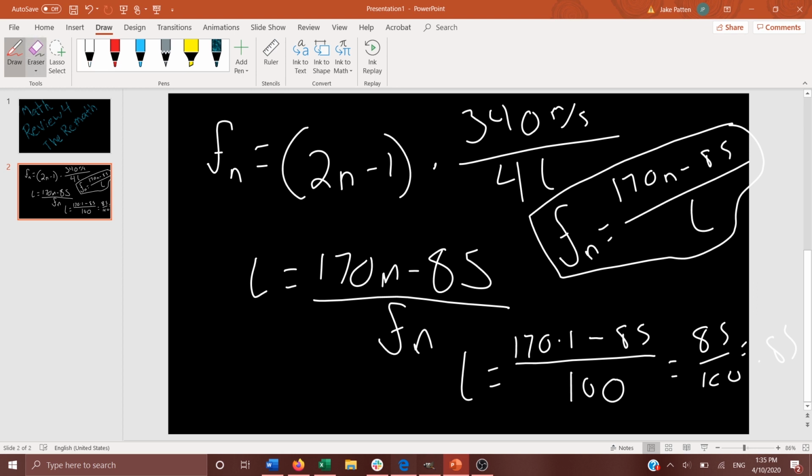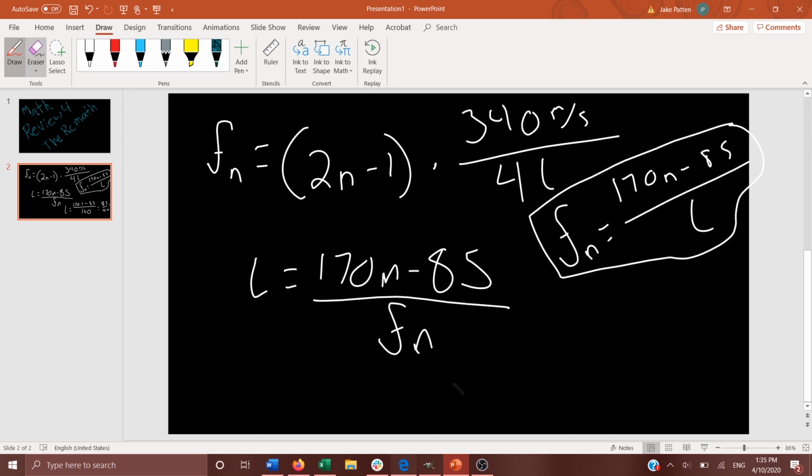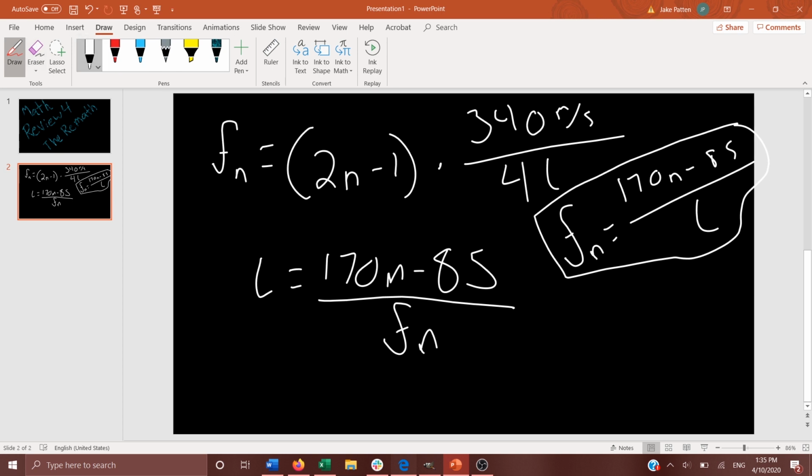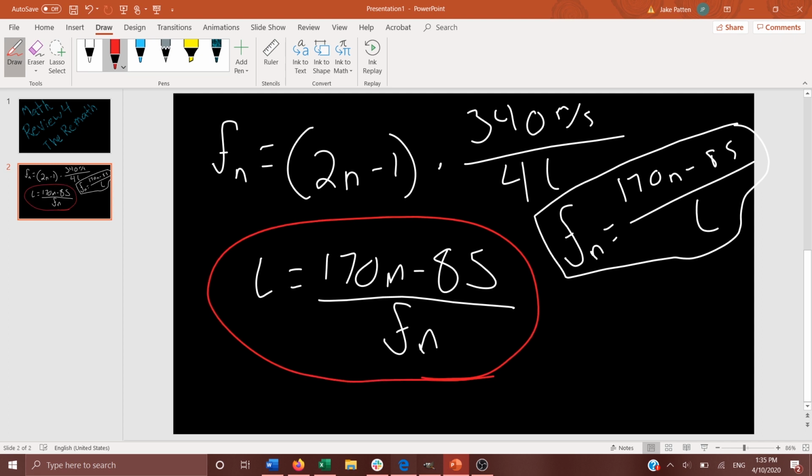So if you're bad at moving your numbers around and computing things that way, then the formula that you want to put into your notes is this one right here. L equals 170n minus 85 over the resonant frequency that you're looking for. If it's the first resonant frequency, then it's probably what you're given. So you'd write it as 100. And then since it's the first resonant frequency, you're going to put a 1 there. Usually that's what you're going to be looking for in the exam.